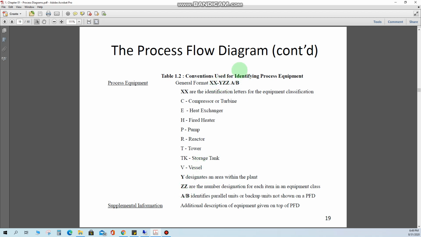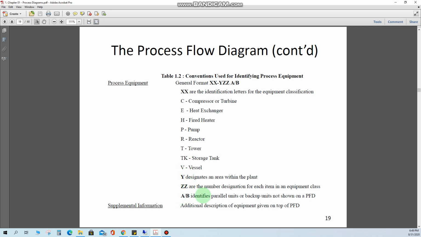The ZZ represents the number designation of each equipment in an equipment class. ZZ represents the equipment in that class. For example, in area 100, there are two vessels. So what should be the number of that vessel? The area can be 101, and vessel number 2 can be written as 02. This is how you can designate the equipment, which can be easily traceable by the engineers and the people working on the plant.